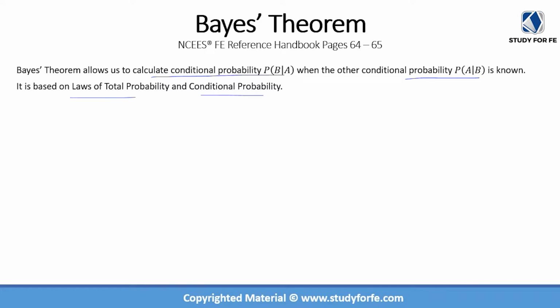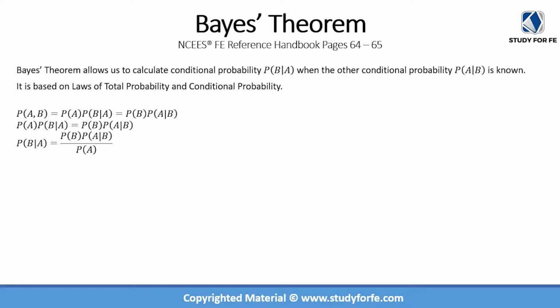So why are we ever concerned or interested in finding P of B given A when P of A given B is provided to us? Well, there are a lot of probabilities which are easy to calculate in one direction only, okay? And that's why if you're given this type of conditional probability, then calculating the other type of conditional probability is sometimes desired, right? And Bayes theorem allows us to do that.